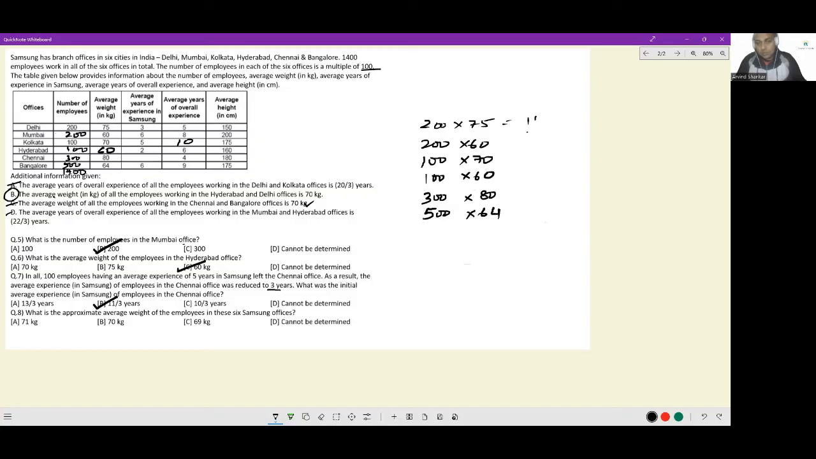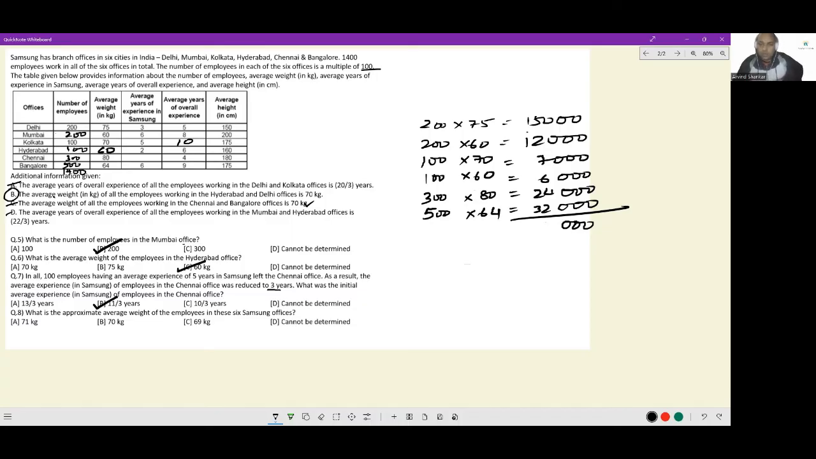So this will turn out to be 15,000. This will turn out to be 12,000. This will be 8,000. This will be 7,000. This will be 6,000. This will be 24,000. And this will be 32,000. So the last three are zeros.